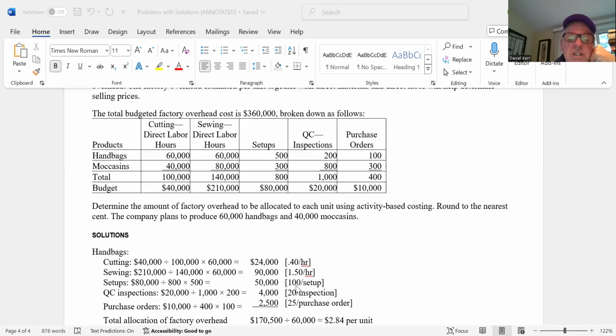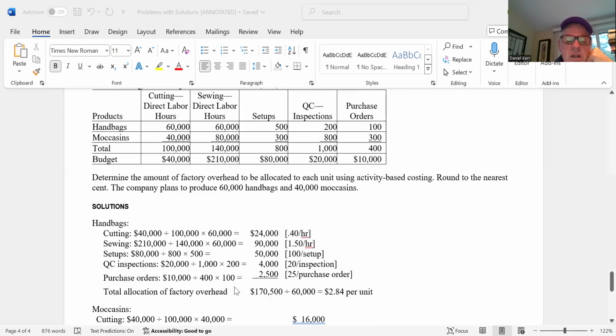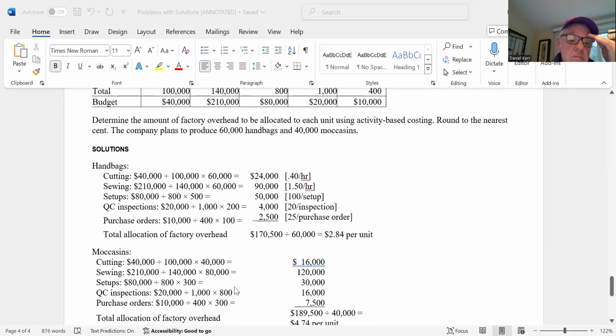And then quality inspections, you had $20,000 worth of costs, and you had 1,000 inspections. So 20,000 divided by 1,000 multiplied by 200 inspections for handbags. So that gives you 4,000. And then purchase orders, you had 10,000 as your total cost, and you have to divide that amongst 400 purchase orders. So 10,000 divided by 400 times 100 gives you 2,500. So if you add those all together, you get total factory overhead of 170,500, and you made 60,000 handbags. So the factory overhead for each handbag is $2.84.